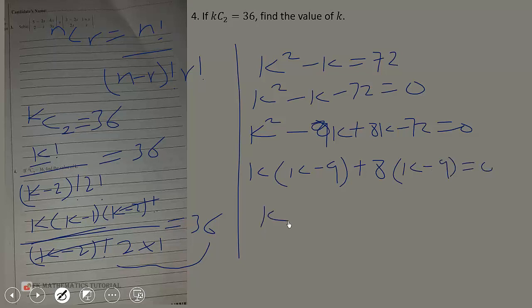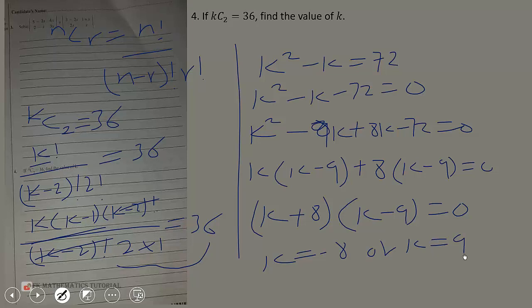So you have either k plus 8 equals 0 or k minus 9 equals 0. So k is either equal to negative 8 or k equals 9. But combination is defined for positive integers. So therefore k is equal to 9. That is the value of k.